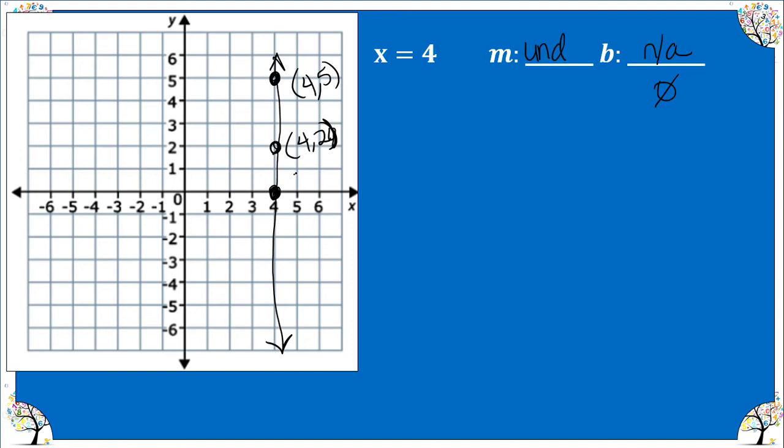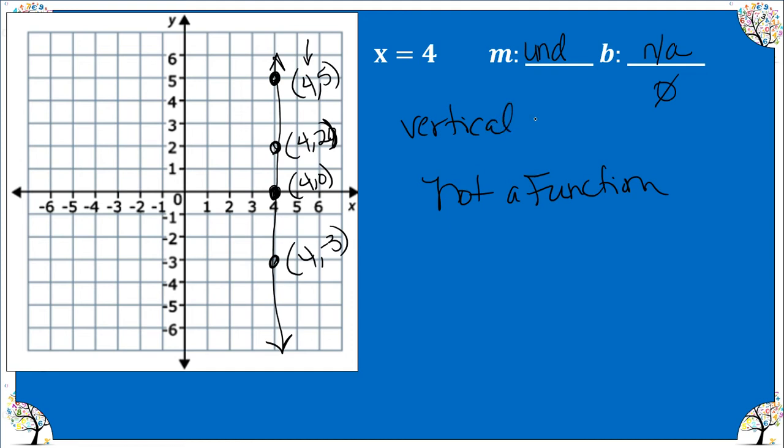And on all of these ordered pairs, the x has to be 4. Whoops. Here, this is (4, 0). Let's just pick one more just to show this. So this is (4, -3). So x is 4. Remember, x's, if they repeat and have different outcomes, this is not a function. Just to review that, it doesn't pass the vertical line test. So this is the vertical line.